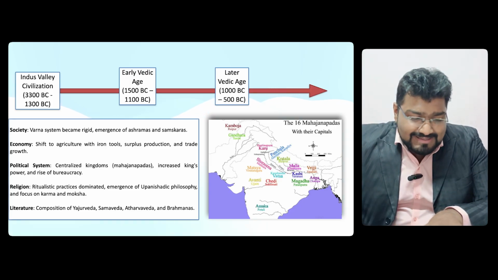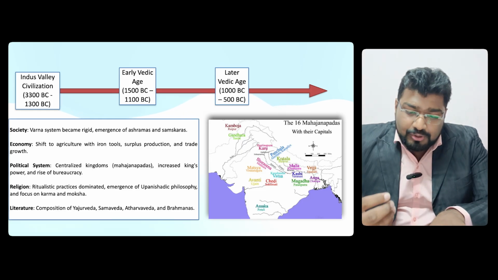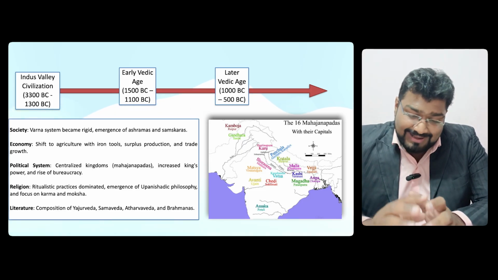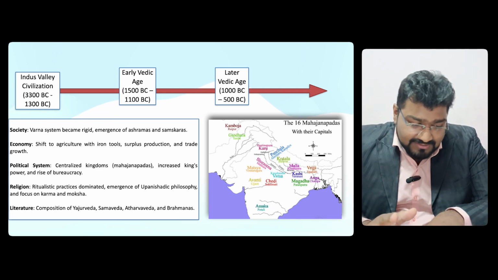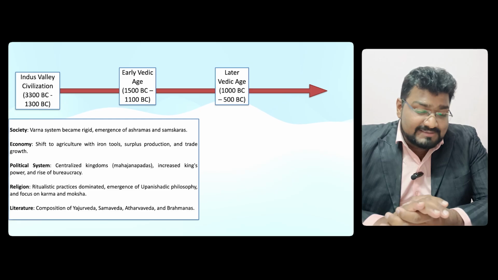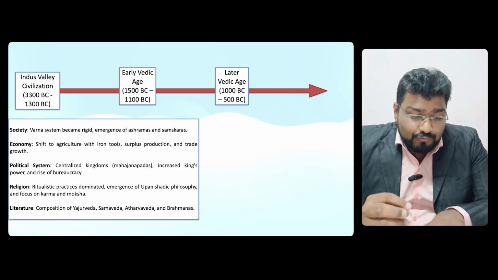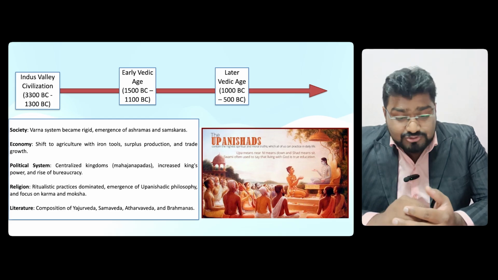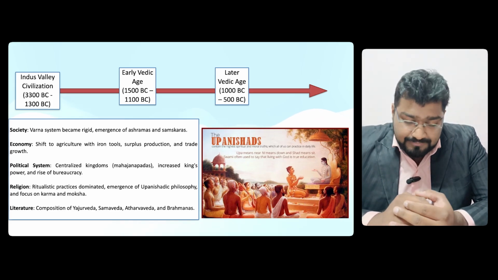Okay. This increased the king's power, and there rose the bureaucracy. Fine. So this was no longer the age of clans, but of kings. Then religion, right? Again, ritualistic practices dominated. Emergence of Upanishadic philosophy happened. Then the focus was on karma and moksha.